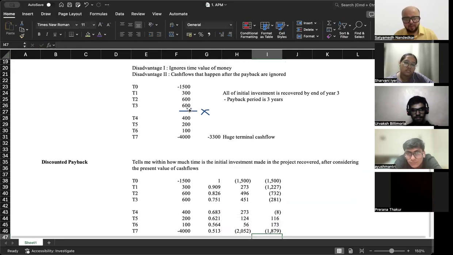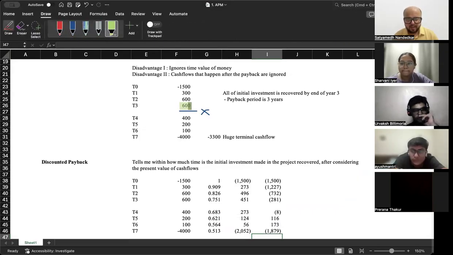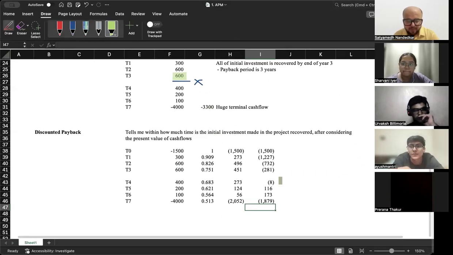See here, your payback was happening at the end of year 3. Payback was occurring at the end of year 3. Here, payback is occurring somewhere between year 4 and 5. Okay, this is where your payback is taking place.